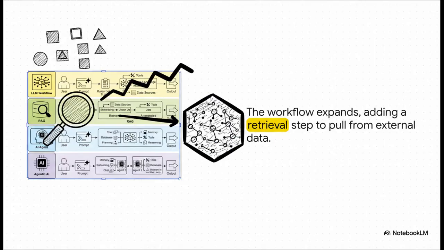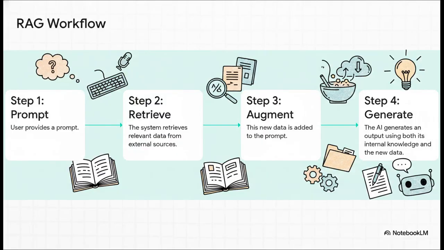Now look at how the workflow has totally changed. Before the AI even starts thinking about your prompt, there's this brand new retrieval step. It goes out, it searches external data sources, finds the most relevant info, and then it adds that context to your original question. It's literally giving the AI cheat sheets for its answer. So, in short, the AI now does its homework before it gives you an answer.